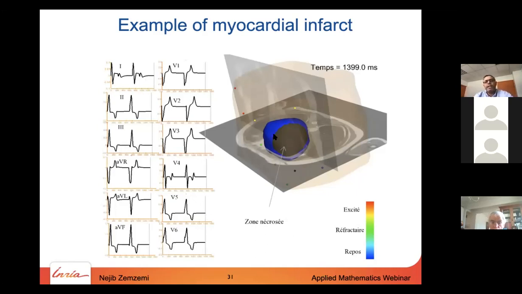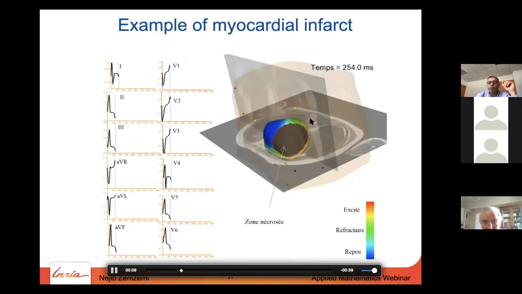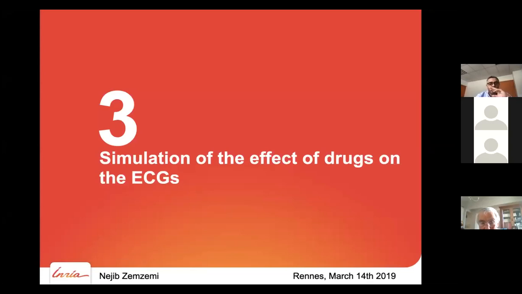For instance, in this simulation, we got an image from the CHU de Bordeaux. We segmented the image. We created the geometry of the torso, of the heart, and all the surrounding organs. And we get the necrosis here. It's a dead area of the heart, we say. And we have the corresponding ECG, and the medical doctors are able to understand this arrhythmia, this pathological condition in the heart.